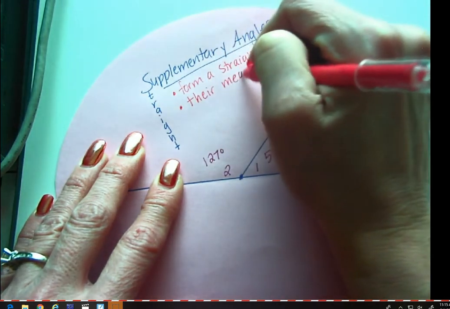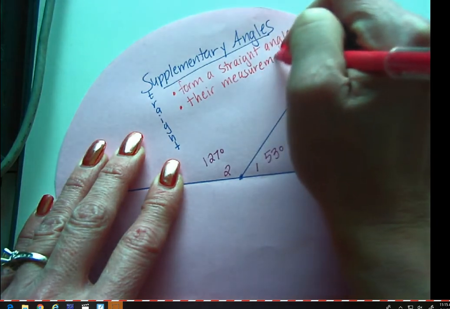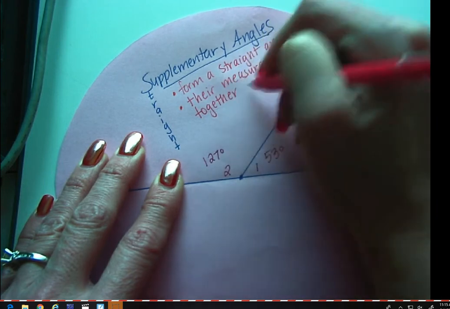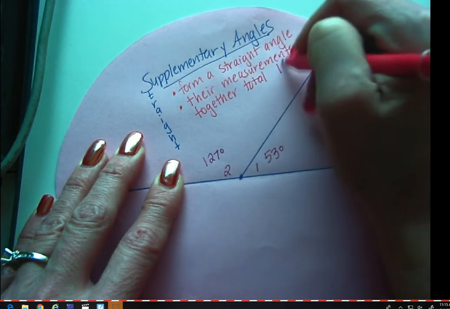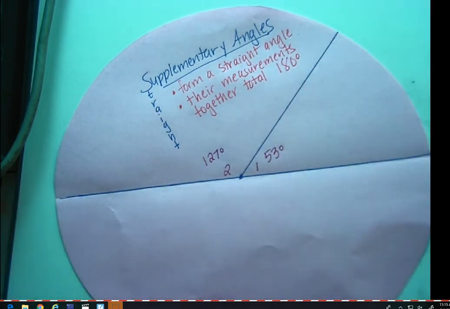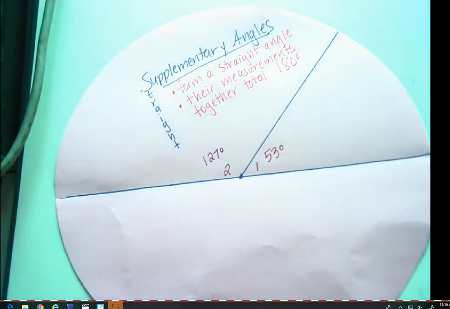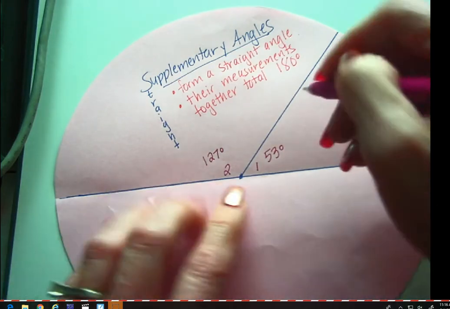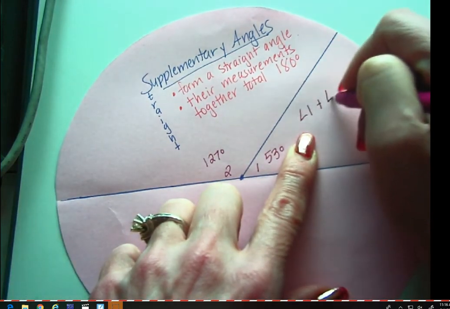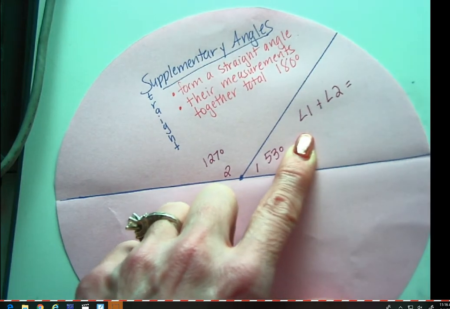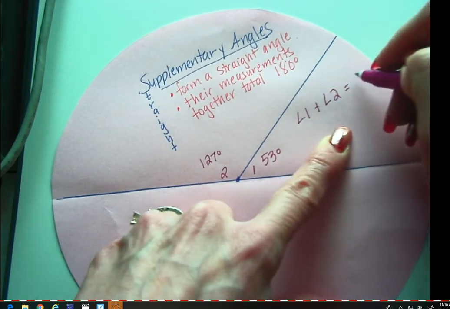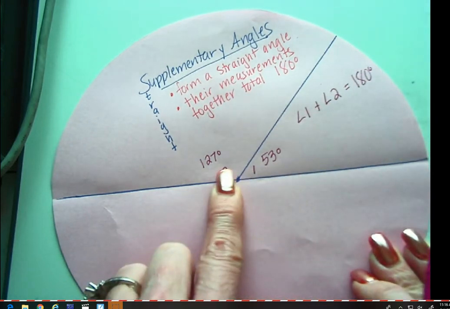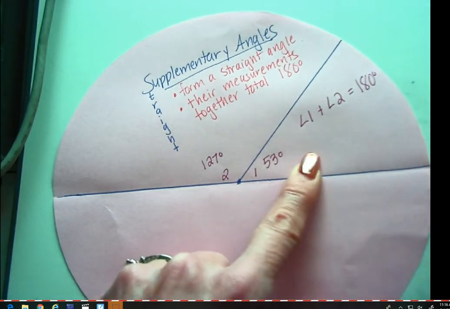Their measurements together total 180 degrees. So what that means is that angle 1 plus angle 2, because I know that they're a straight angle, I know they're supplementary, I know that they must be equal to 180 degrees. And to determine for sure if that's true, I can take these two measurements and add them together.